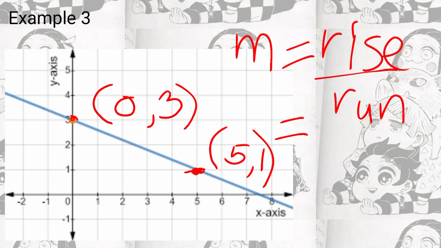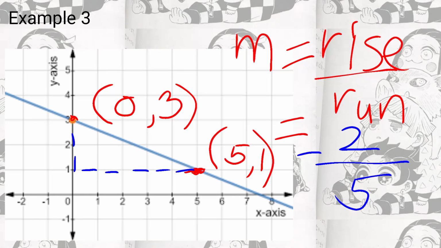Gamit tayo ng ibang color. So, bababa tayo. Pababa ang bilang. 1, 2. So, ang bilang ng rise ay 2 units. At ang bilang ng run, 1, 2, 3, 4, 5. So, 5 units sa run. Since ang ating graph ng line ay pababa, ibig sabihin ang slope natin ay negative. Okay? I-check natin sa pamamagitan ng ating formula.